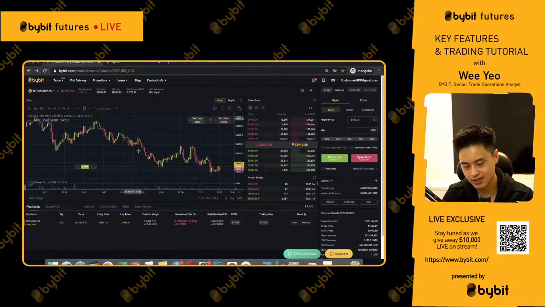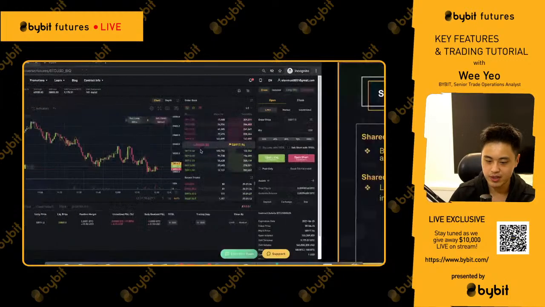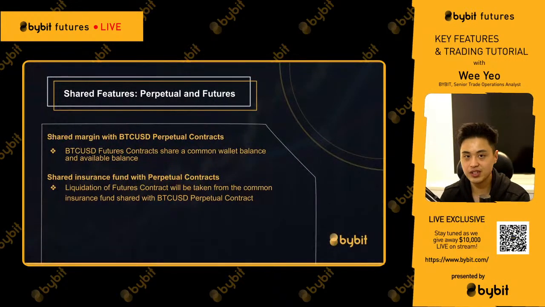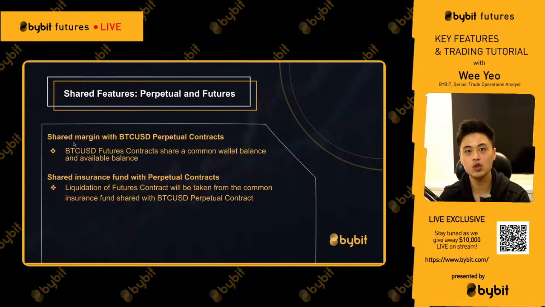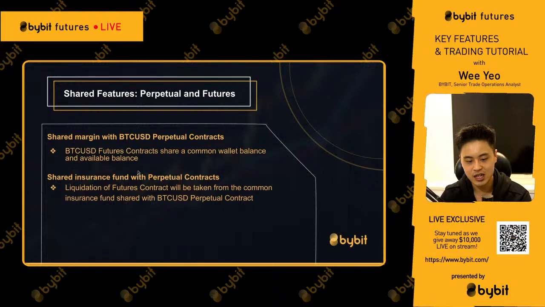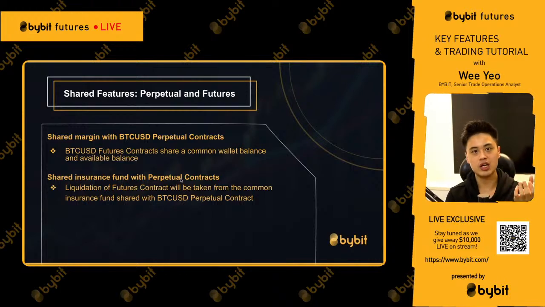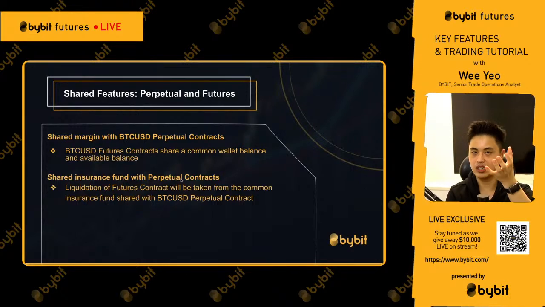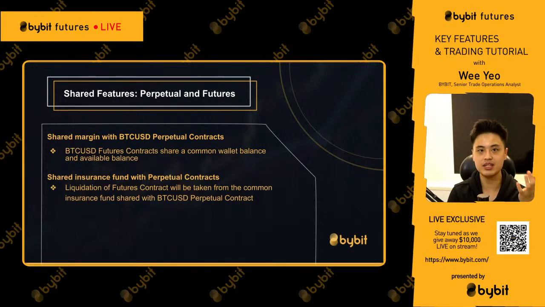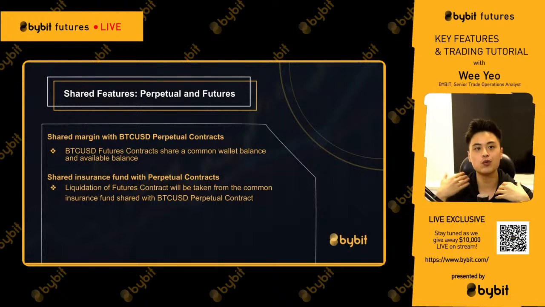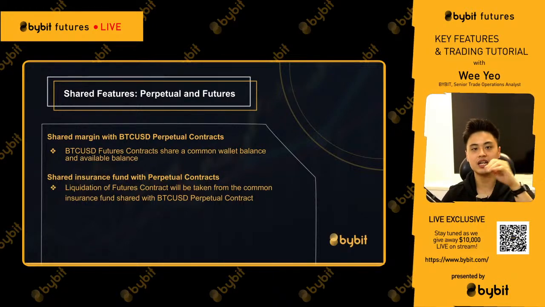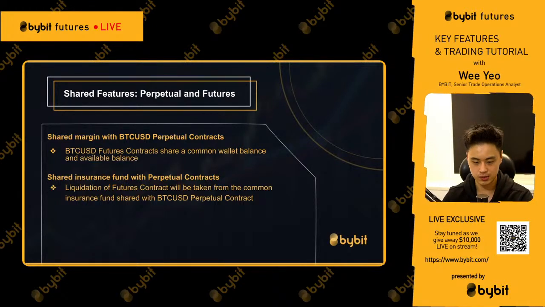Okay, let me continue. Previously we were talking about the shared margin. Take note, there is only one common wallet balance. The next one will be about our insurance fund. For our margin trading, we have the insurance fund, and in it we have BTC prepared. If there's any liquidation loss, it will be taken from there to cover the losses.